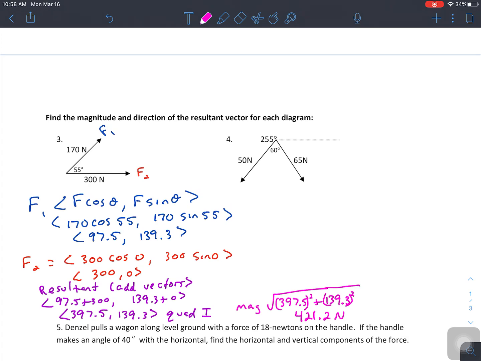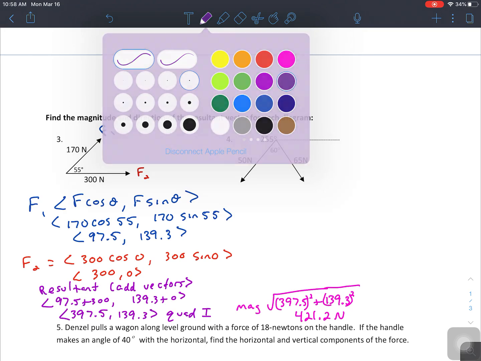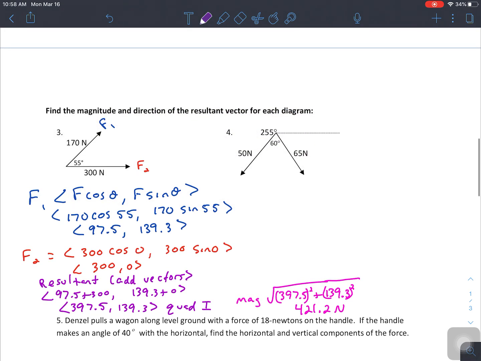Direction of this, using tangent. Okay, so let's go ahead with tangent inverse. I have opposite over adjacent. So 139.3 over 397.5, which is at 19.3 degrees.